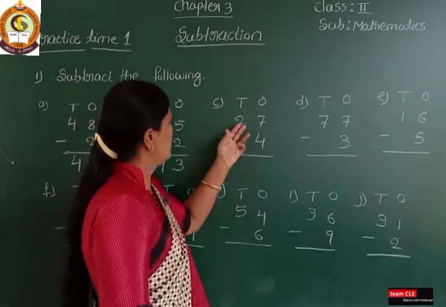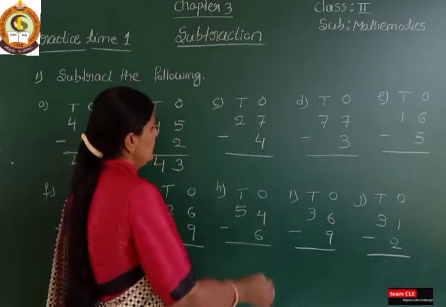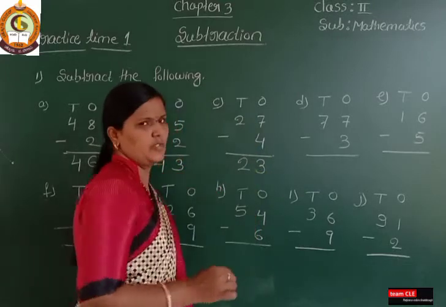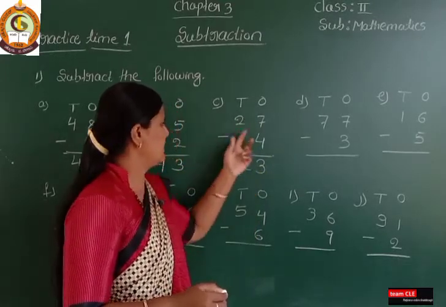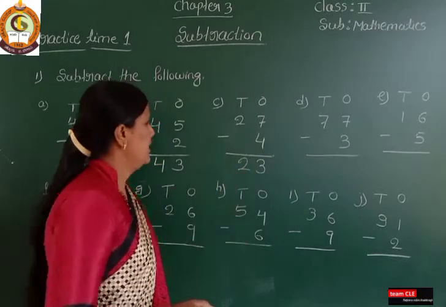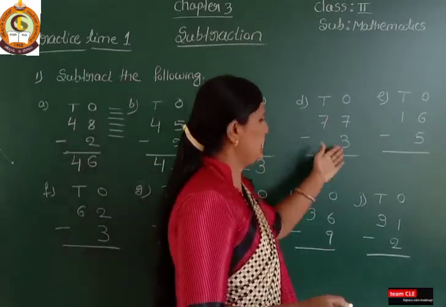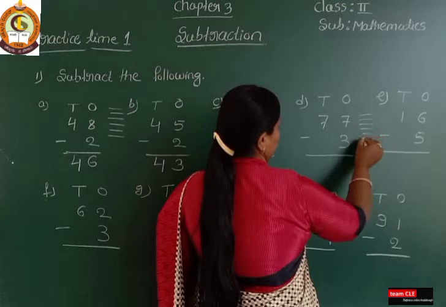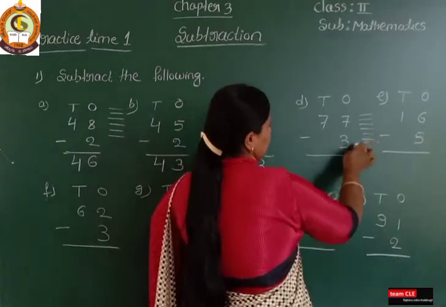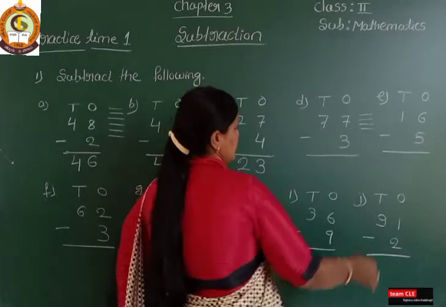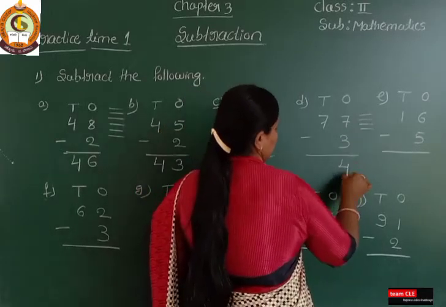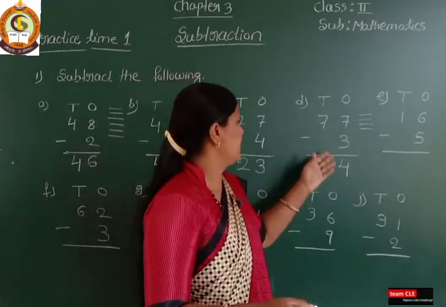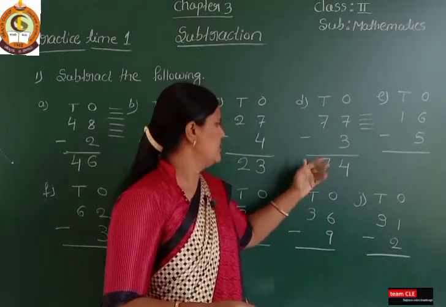Next, C. 27 minus 4. Yes. 7 minus 4 is 3 and write this 2 here as it is. So the answer is how much? 23. 27 minus 4 is equal to 23. Next, D. 77 minus 3. 7 minus 3 is how much? Just draw lines here. 1, 2, 3, 4, 5, 6, 7. Minus 3 means cancel 3 lines. Now see how many lines remain. 1, 2, 3, 4. So 7 minus 3 is 4 and write that 7 here as it is. So the answer is how much? 74. 77 minus 3 is equal to 74.